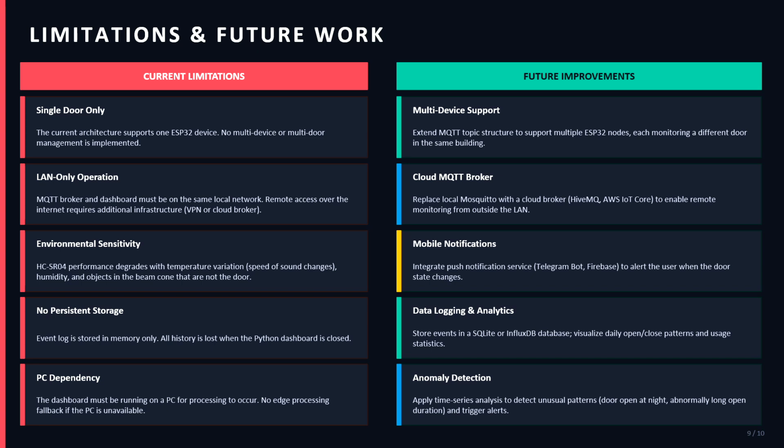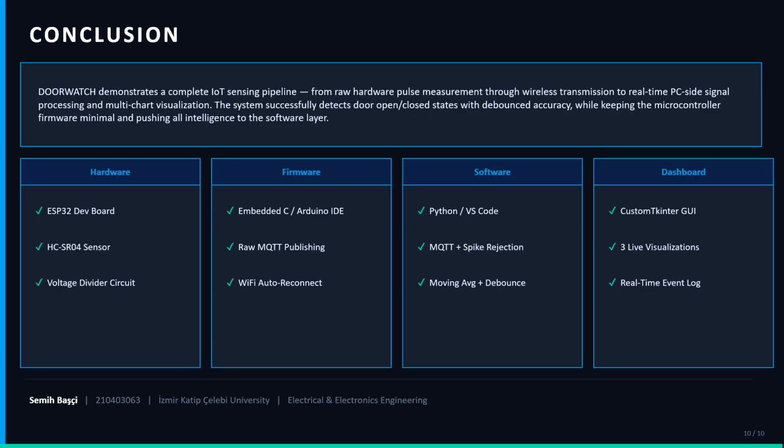We only see things as they are just passing by. For now, we are dependent only on the PC. On any other electronic devices, we cannot visualize or connect to our ESP32 in any way. What we try to improve in the future: multi-device support, cloud MQTT broker, mobile notifications, data logging and analytics, and anomaly detection. These are our future works which we hope to realize in time.